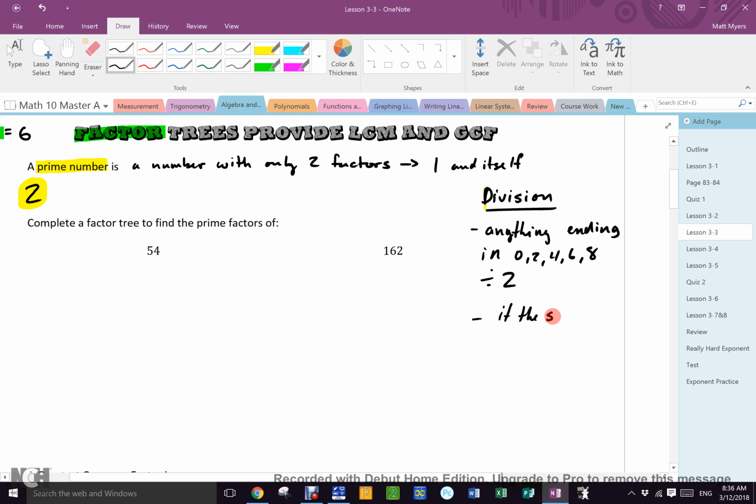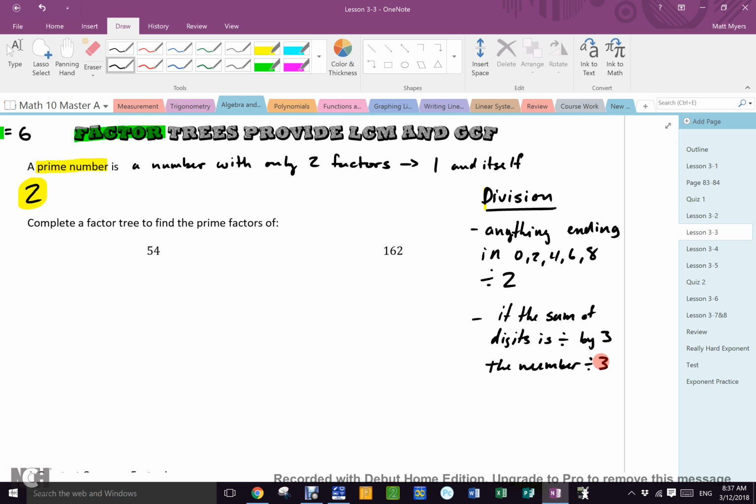If the sum of the digits is divisible by 3, then the number divides by 3. What do I mean by that? I'll give you an example.